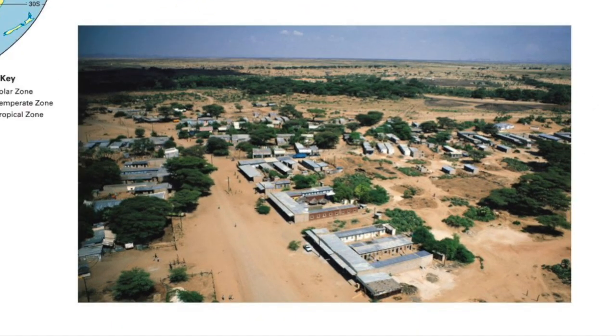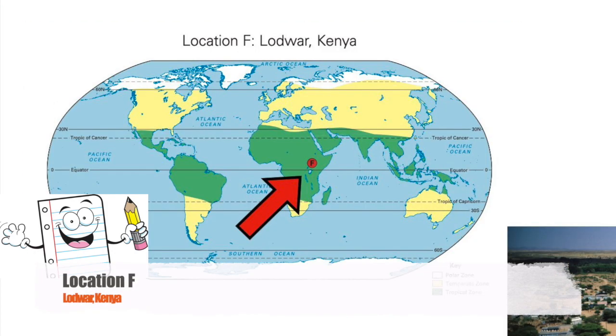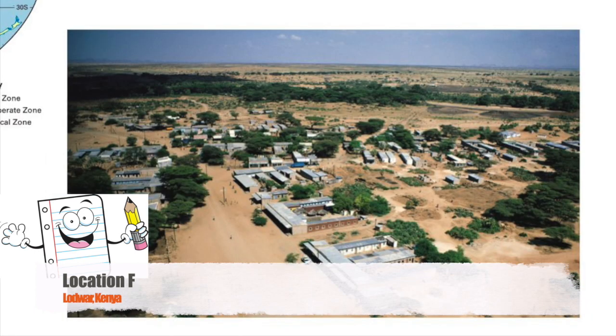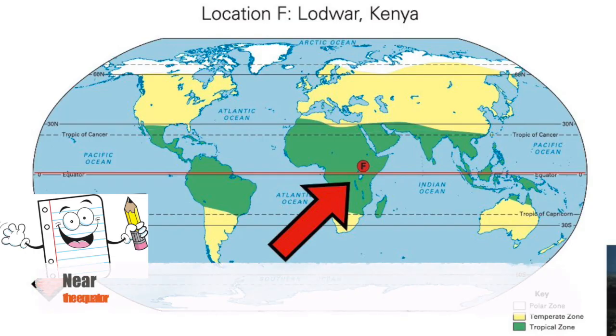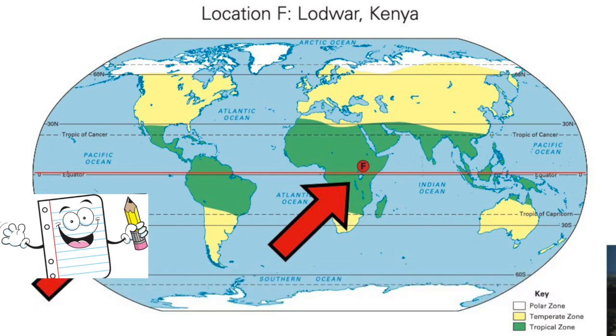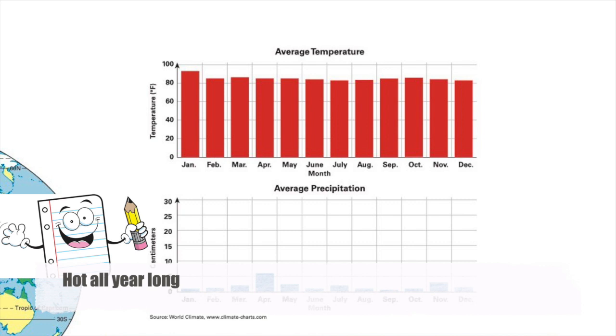We have arrived at our last destination before going home. We are in southwestern Kenya in a town called Lodwar. Lodwar is the largest town in this area. Lodwar is very near the equator, and it has temperatures that stay hot all year long.